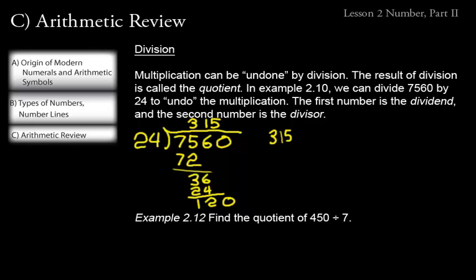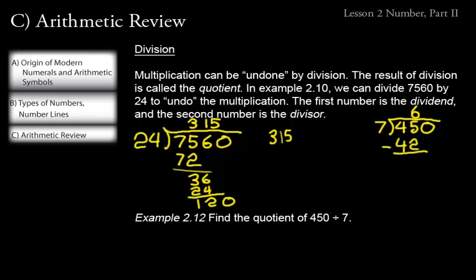Well, now let's do an example where we have a remainder. This one we didn't have a remainder. Let's do example 2.12. Find the quotient of 450 divided by 7. So 7 on the outside, we'll do long division format again. 450 on the inside. And 7 doesn't go into 4, but it goes into 45 6 times. So 7 times 6 is 42.